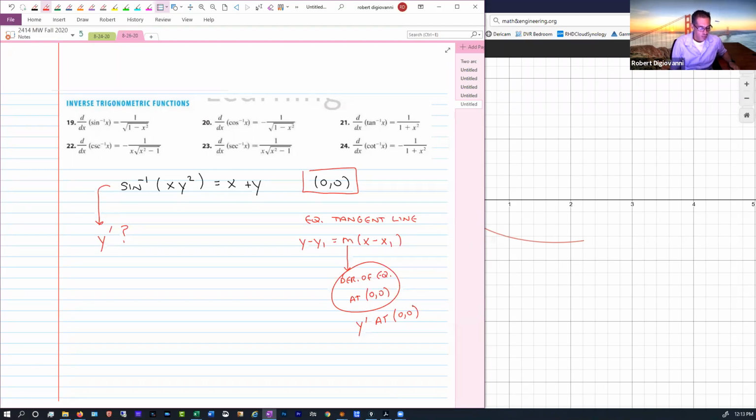So how in the world are we going to take the derivative of that? Well, we can do it. This is an equation. We can take the derivative implicitly on both sides of the equation, just like we did in Cal 1. I'm going to take the derivative on the left side and the derivative on the right side. So let's start on the left side.